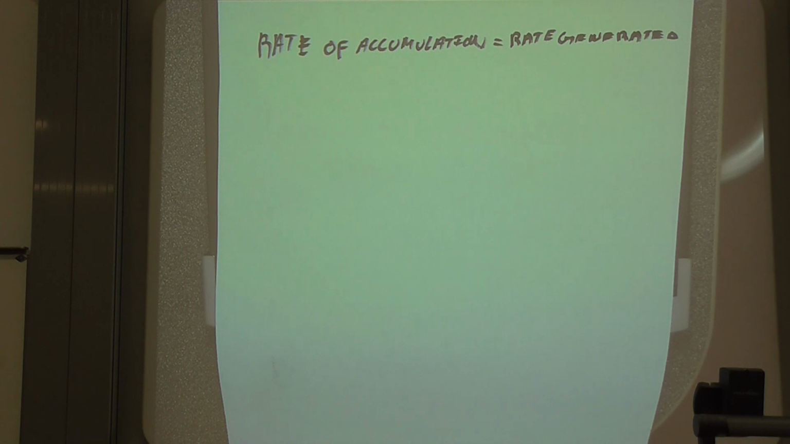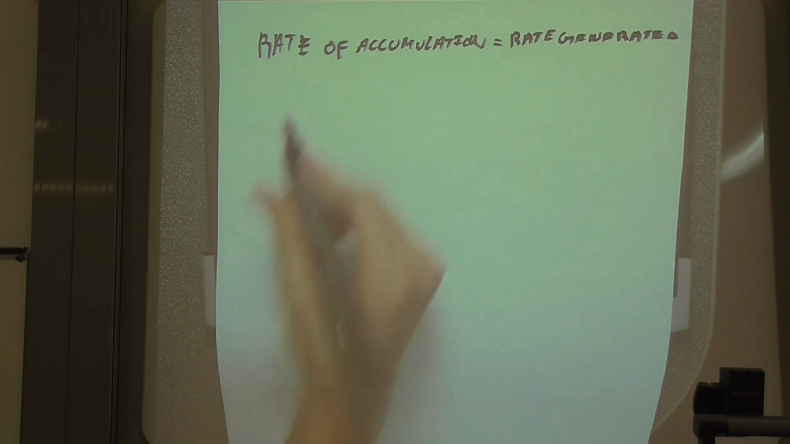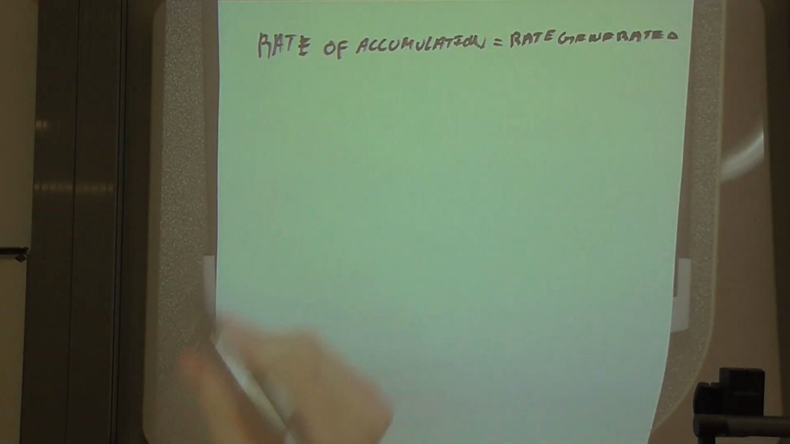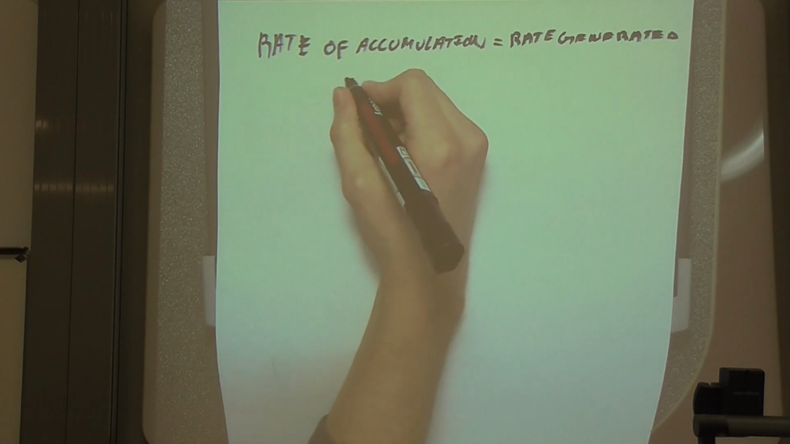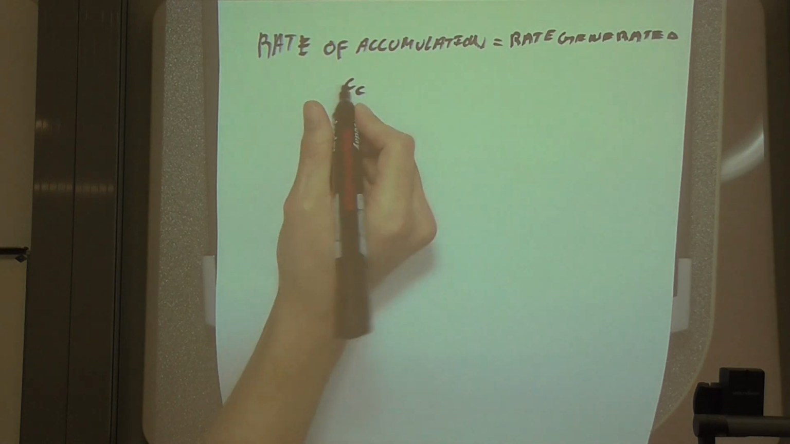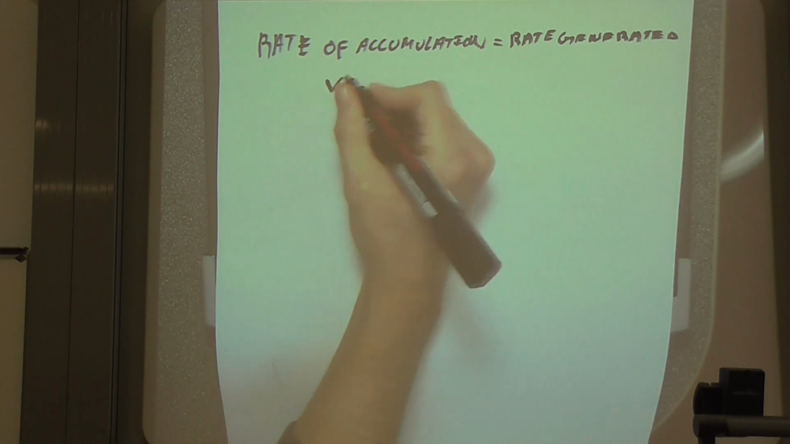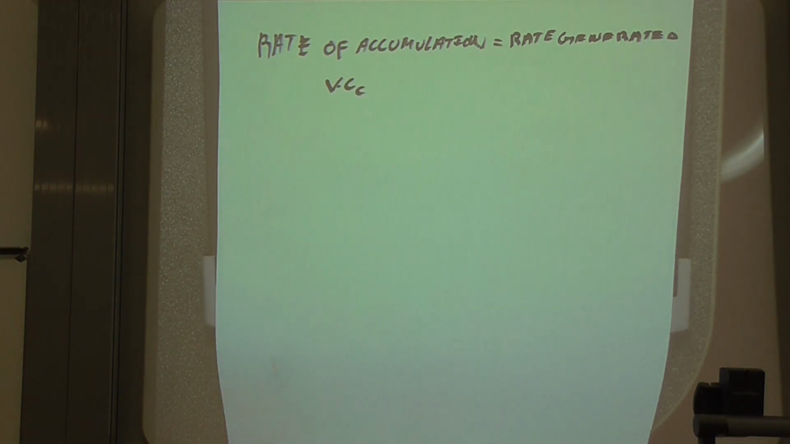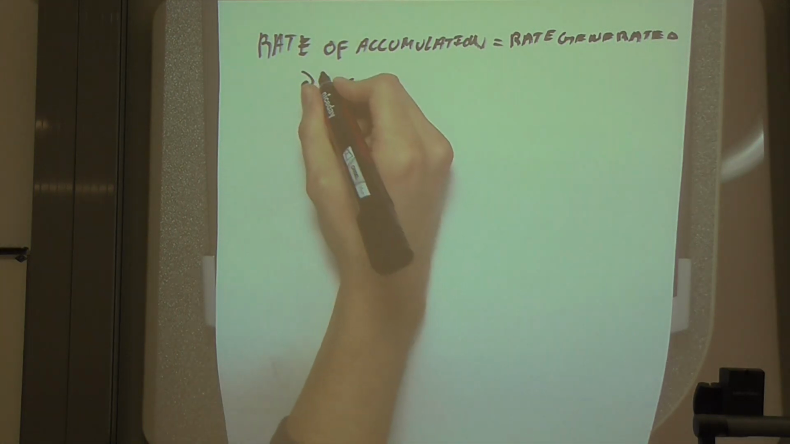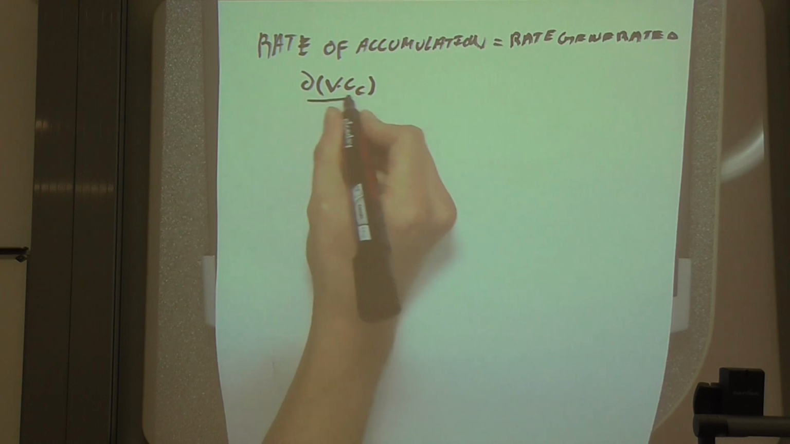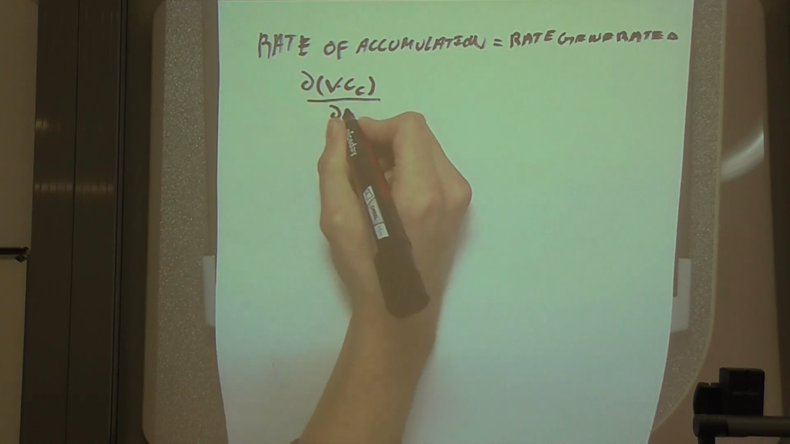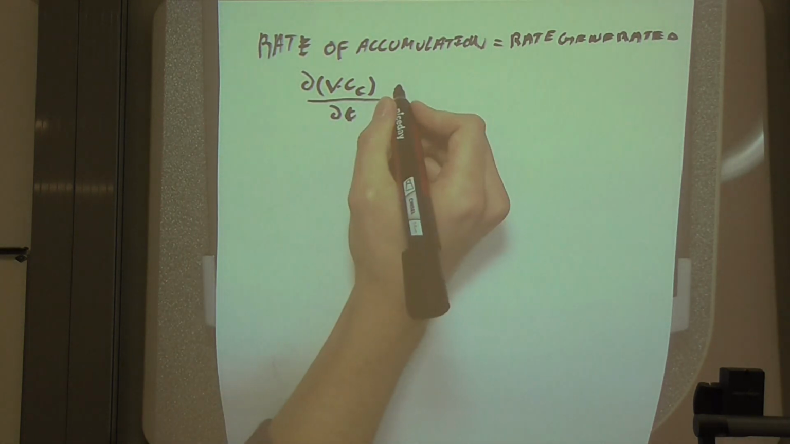Now we're going to try and express these two terms mathematically in order to have some sort of analysis of the system. And the rate of accumulation can be written as the change of concentration of cells, so concentration of cells times the volume, which would give the mass of cells. So the change of the mass of cells by a change in unit time, dt. And that would be equal to the rate of generation.